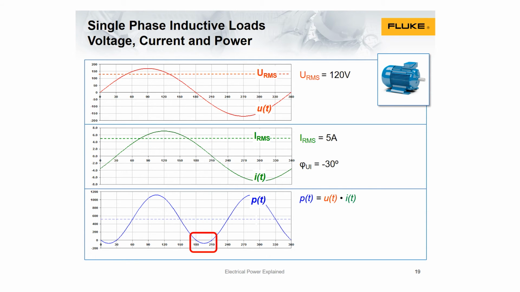Twice in the cycle, when voltage is positive and current negative, and when voltage is negative and current positive, the value drops below zero, showing that power is pushed from the load back into the mains. Now, the spreadsheet will show that the average power is no longer 600 watt, but a lower figure of 520 watt. The phase shift between voltage and current reduces the average of the power waveform by 80 watt. So, for an inductive load, the average power P is not equal to URMS times IRMS.